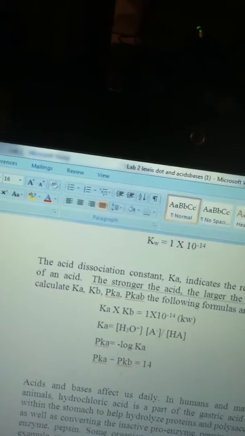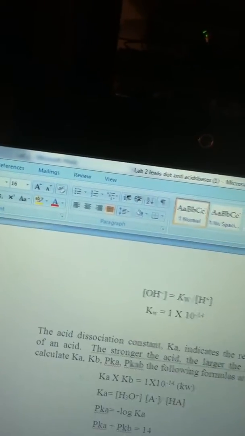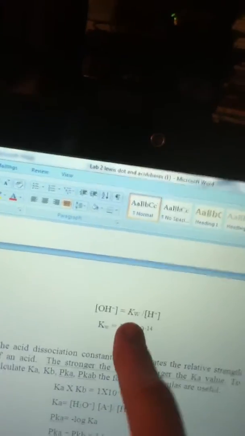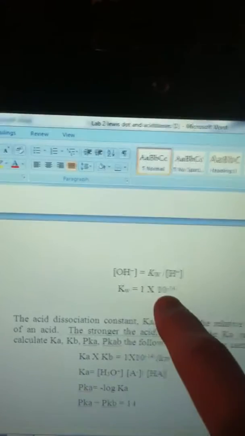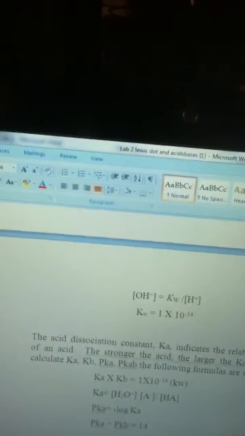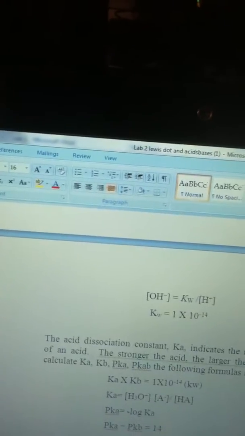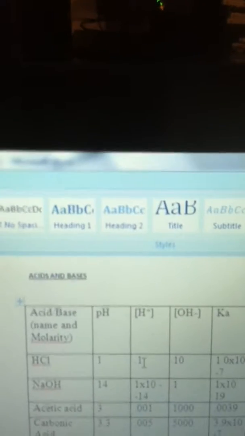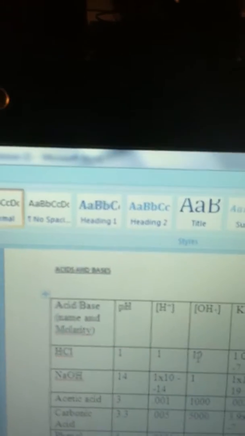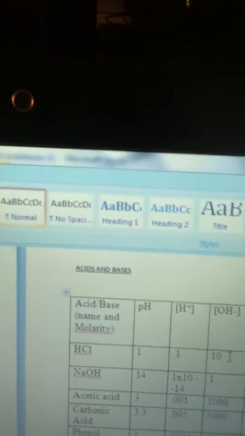We wanted to use this formula right here. So we wanted to use Kw, which is 1 times 10 to the negative 14th, divided by the concentration of our acids in here. So basically 1 times 10 to the negative 14th divided by this 0.01, that gave us our OH concentration.